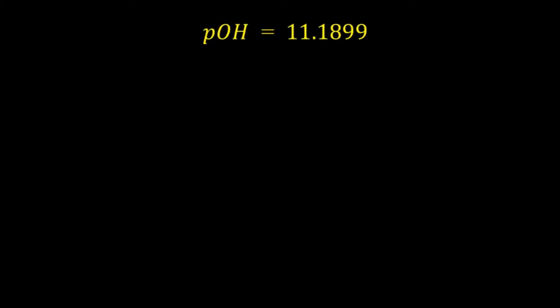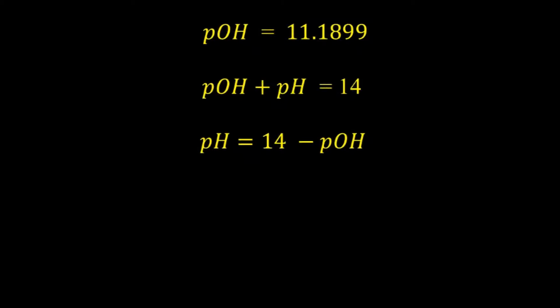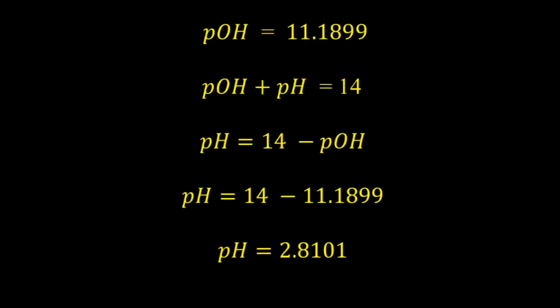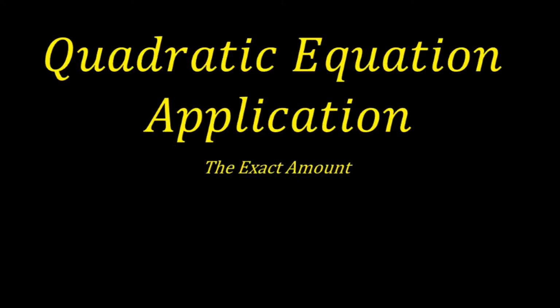Now we're going to take that pOH and plug that into the equation which says that the sum of the pOH and the pH equals 14. Using that equation, rearranging it for the pH, we plug in and we find that the pH will equal 2.8101. So you can see that it's a very acidic solution.